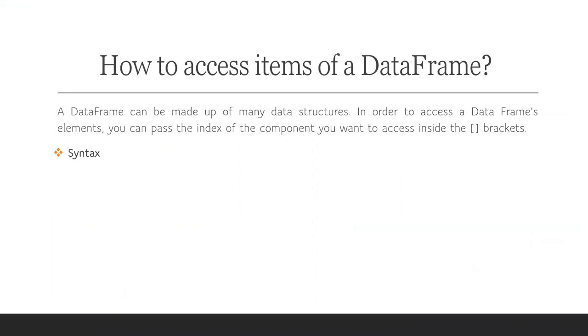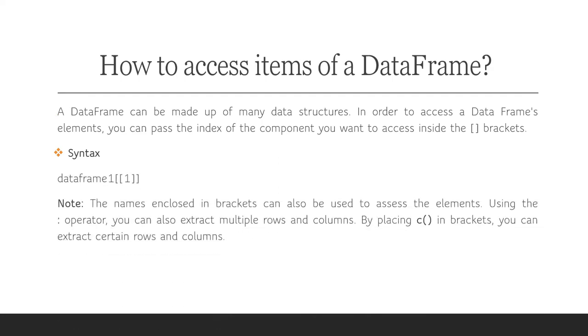Now the question is how you can access the items of a data frame. Is it something different from what you have done with vectors and matrices and lists, or is it the same? So a data frame can be made up of many data structures. In order to access a data frame's elements, you can pass the index of the component you want to access inside the brackets. The syntax is as follows. You just have to write down the data frame, then use the bracket and pass the index.